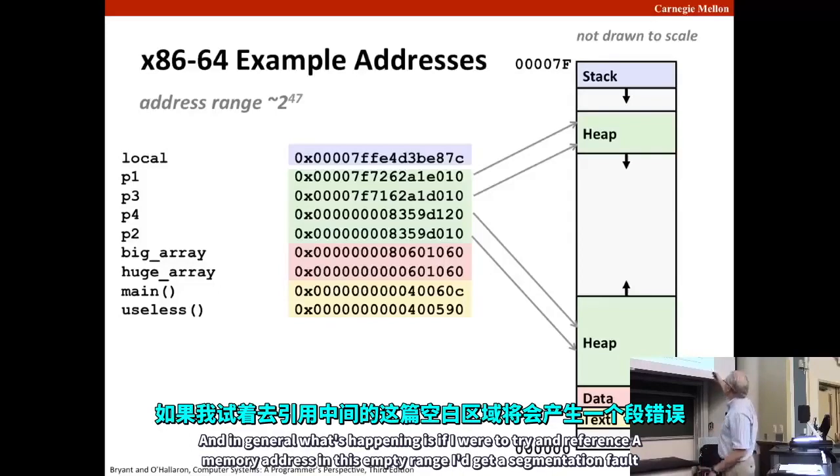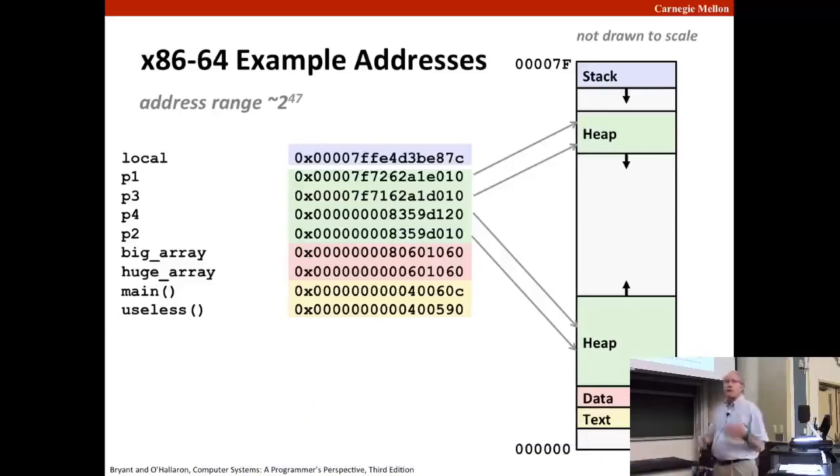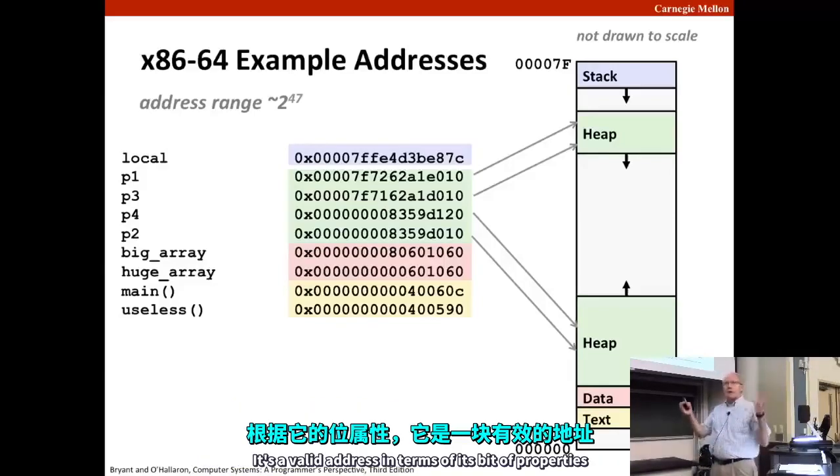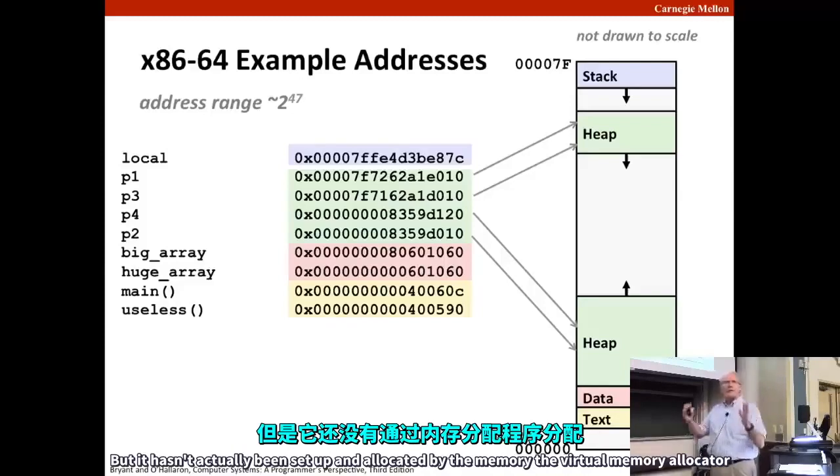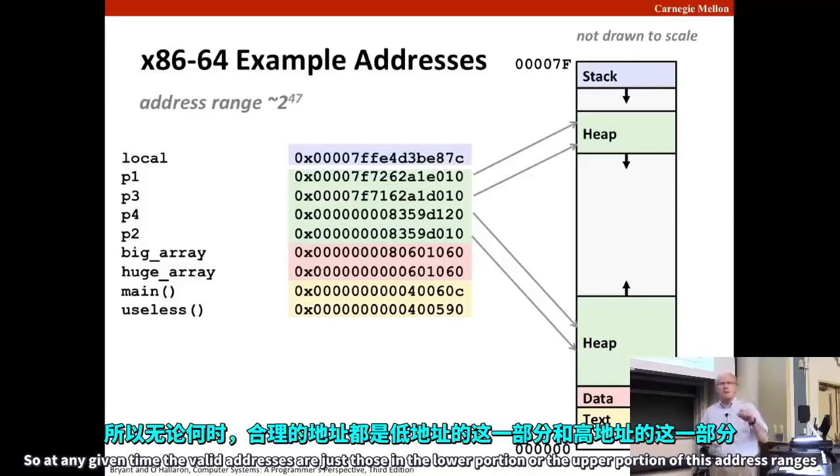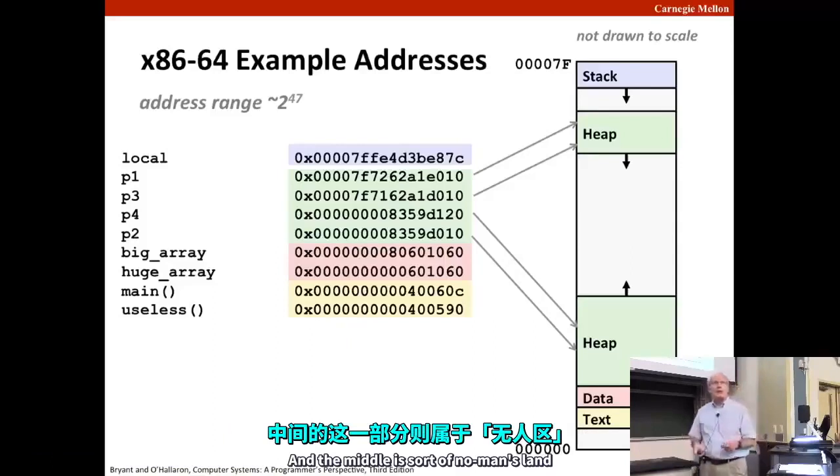And in general, what's happening is if I were to try and reference a memory address in this empty range, I'd get a segmentation fault. It's a valid address in terms of its bit properties, but it hasn't actually been set up and allocated by the virtual memory allocator. So at any given time, the valid addresses are just those in the lower portion or the upper portion of these address ranges. And the middle is sort of no man's land.